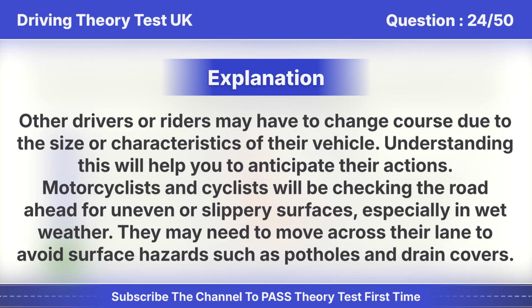Other drivers or riders may have to change course due to the size or characteristics of their vehicle. Understanding this will help you to anticipate their actions. Motorcyclists and cyclists will be checking the road ahead for uneven or slippery surfaces, especially in wet weather. They may need to move across their lane to avoid surface hazards such as potholes and drain covers.